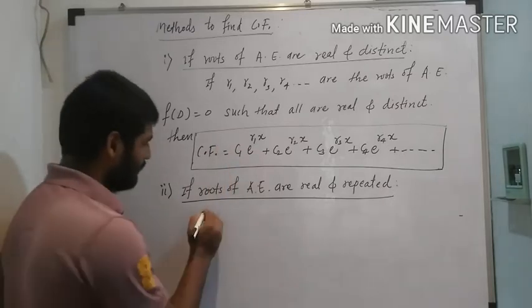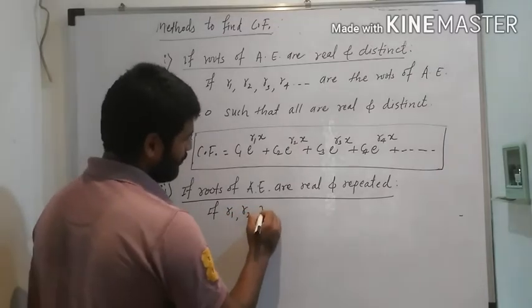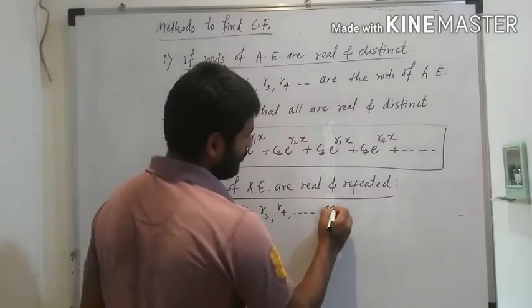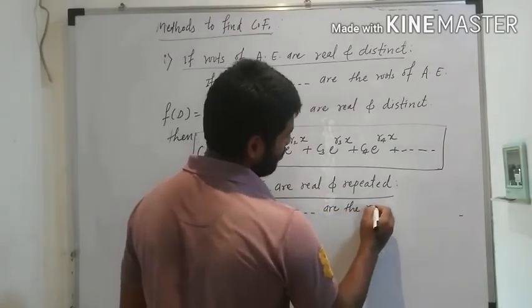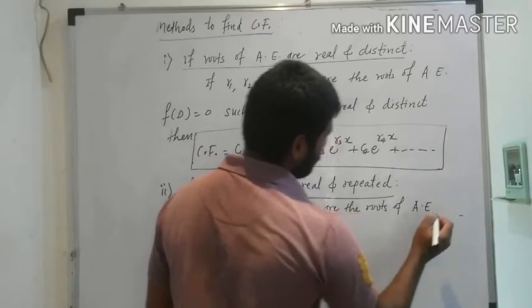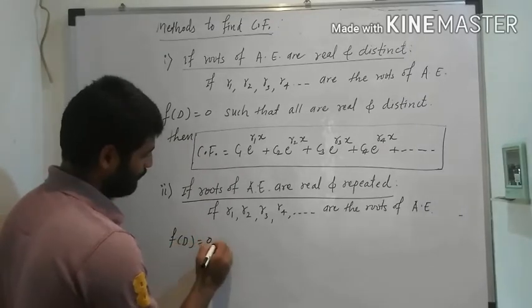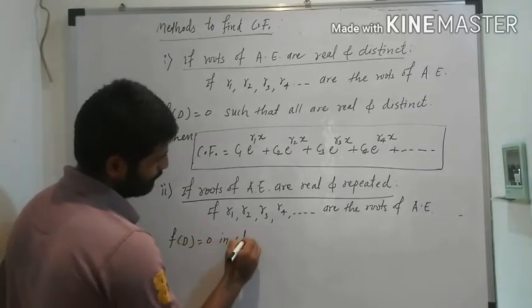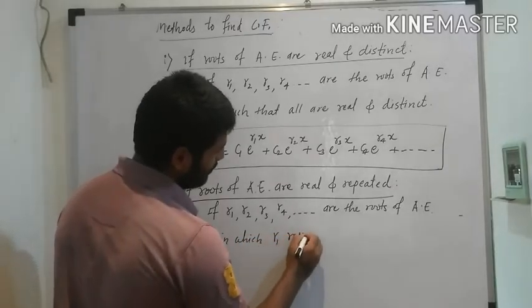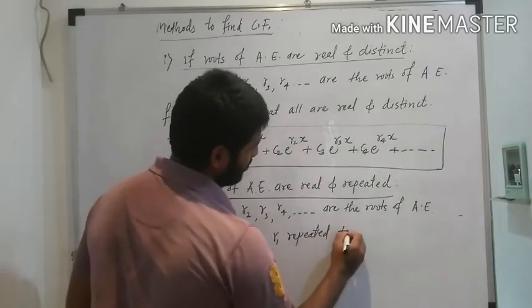See here, if r1, r2, r3, r4 and so on are the roots of the auxiliary equation f of D equal to 0, in which r1 is repeated twice.